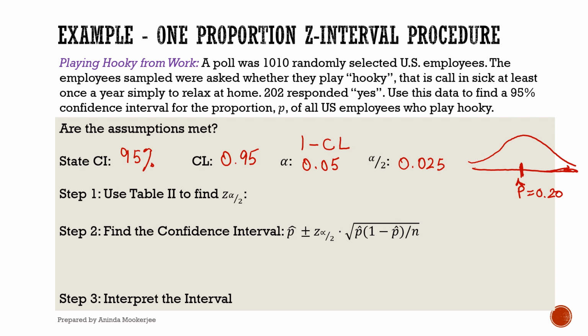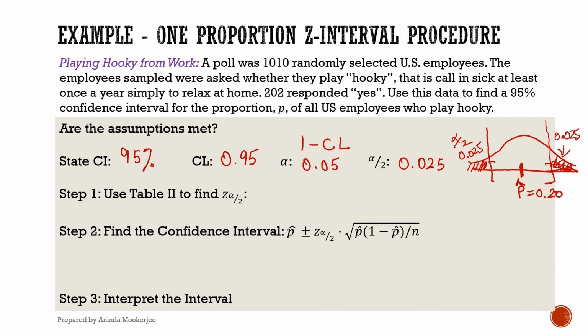And then what is alpha by 2? Alpha by 2 represents the area outside each of the endpoints of the interval. That means at the lower endpoint, if I extend this, the area outside the interval is going to be 0.025, which is alpha by 2. And the same thing on the other side, this area is also going to be 0.025, alpha by 2. We divided alpha into 2 equal parts.